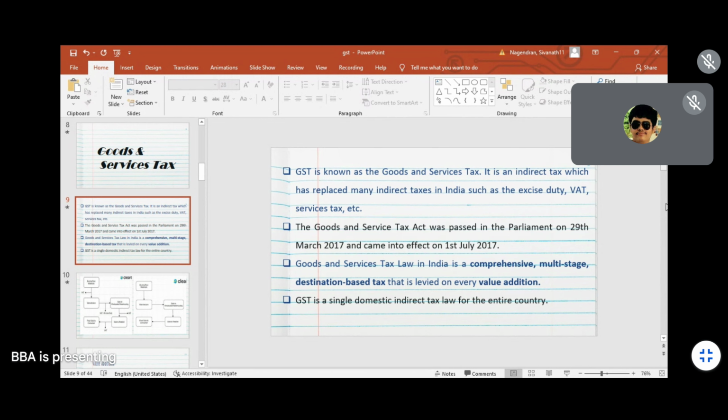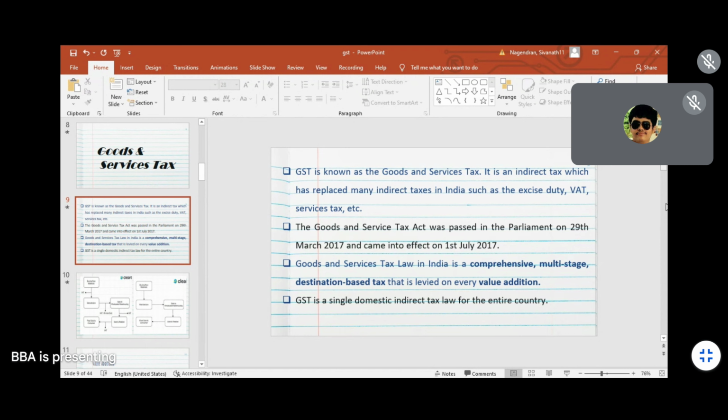It was passed in the Parliament on 29th March 2017 and came into effect on 1st July 2017. So if MCQs ask on what day it was passed in the Parliament, you have to write 29th March 2017, and when the question is when it came into effect, you have to write 1st July 2017. And we are calling GST a comprehensive, multi-stage and destination-based tax.